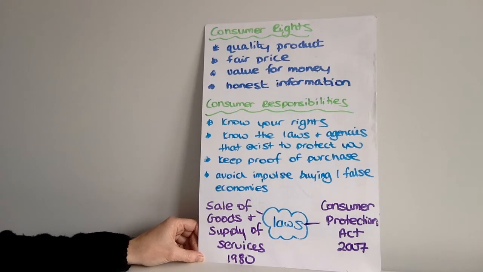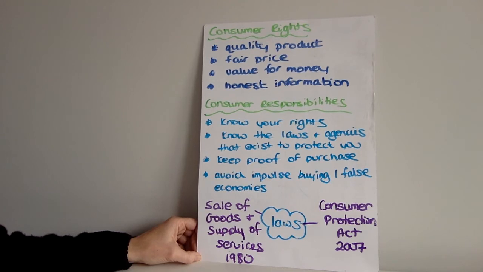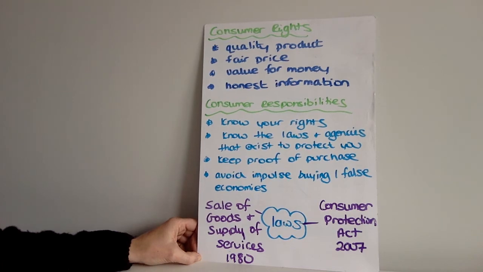There are two laws that we need to be familiar with for our exam. The first one is the Sale of Goods and Supply of Services Act, 1980, and the year is important, guys. The second one is the Consumer Protection Act, 2007. The Sale of Goods and Supply of Services Act exists to protect us from faulty or poor quality products, and the Consumer Protection Act exists to protect us from false or misleading information. So one is related to the actual products and one is related to the types of information that we're given about each of those products.